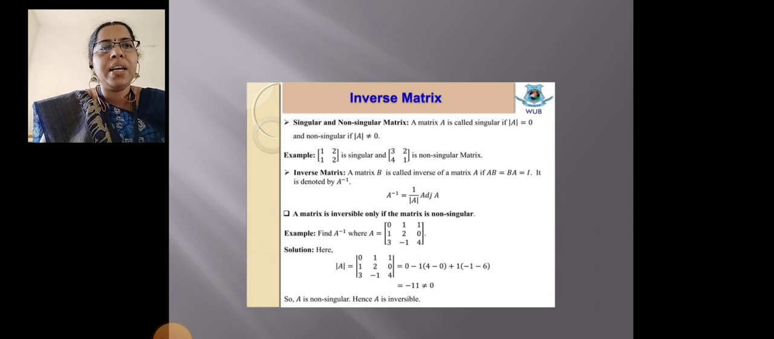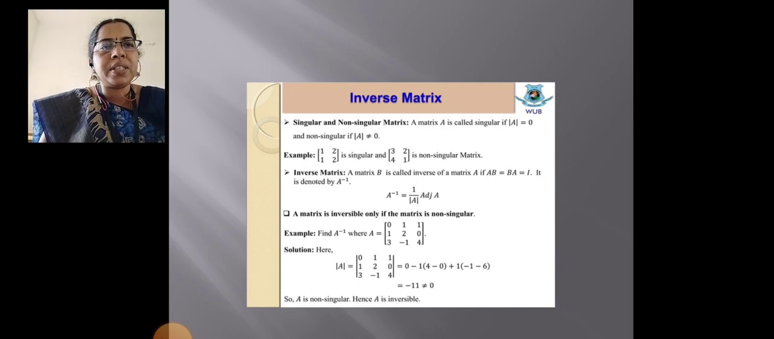Next definition, inverse matrix, singular and non-singular matrix. Definition of singular and non-singular matrix: a matrix is called singular if modulus of A is equal to 0, and non-singular if modulus of A is not equal to 0. Example, the matrix 1, 2, 1, 2 is singular and 3, 2, 4, 1 is non-singular.